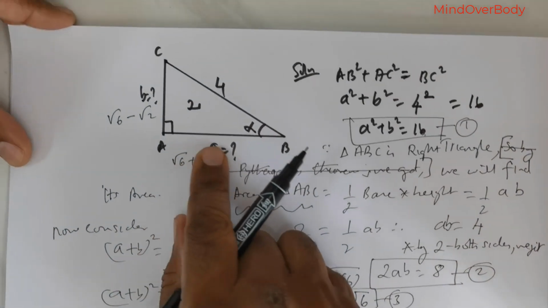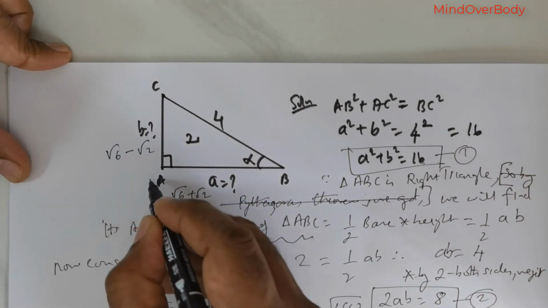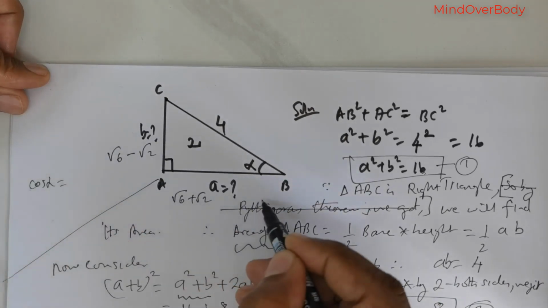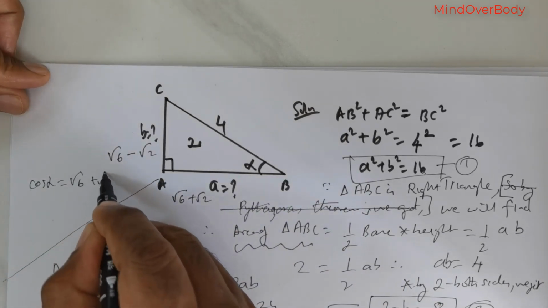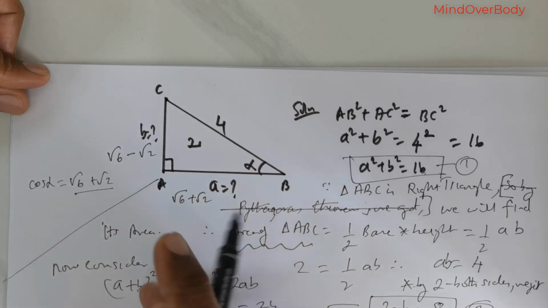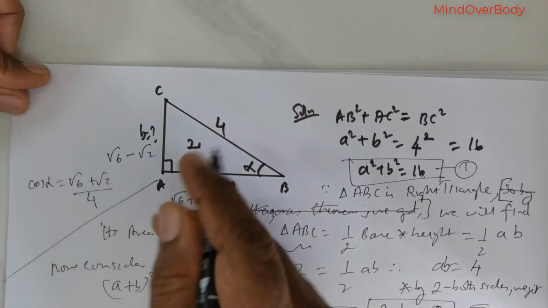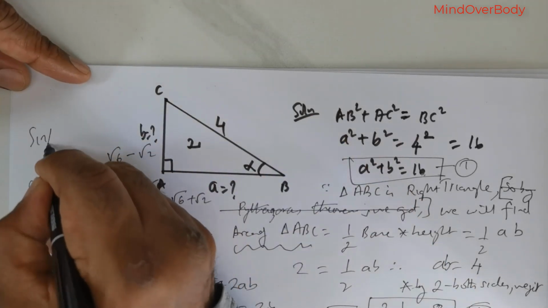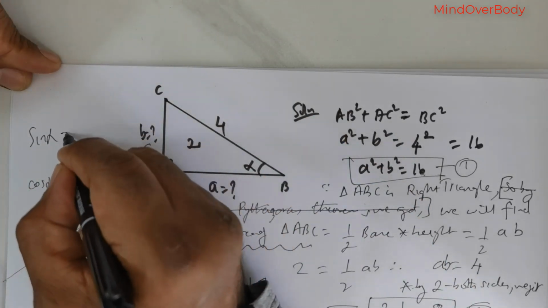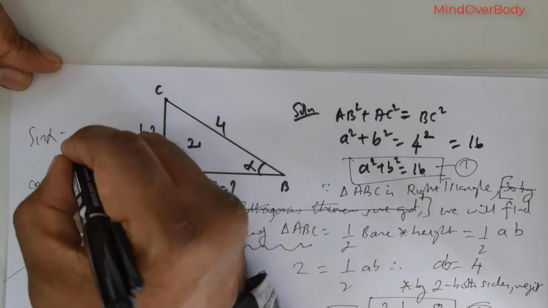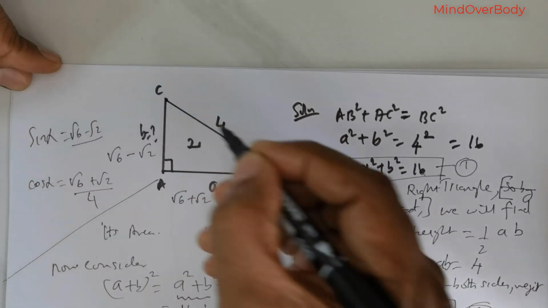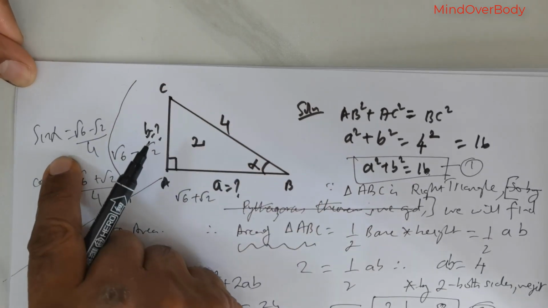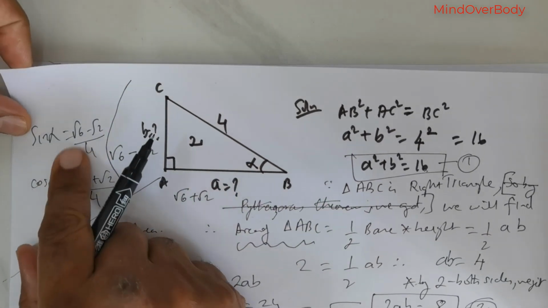Now if I were to take, say, cos alpha. What is cos alpha? Cos alpha is equal to root of 6 plus root of 2 divided by the hypotenuse, which is 4. And what is sin alpha? Let me write that down. I hope you are able to see it. Sin alpha is equal to root of 6 minus root of 2 divided by 4. Now the question is, how are we going to get the value of alpha from here?